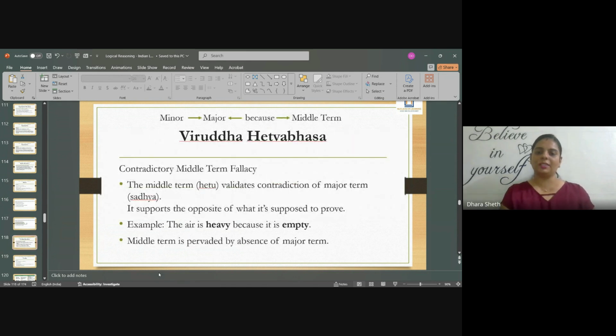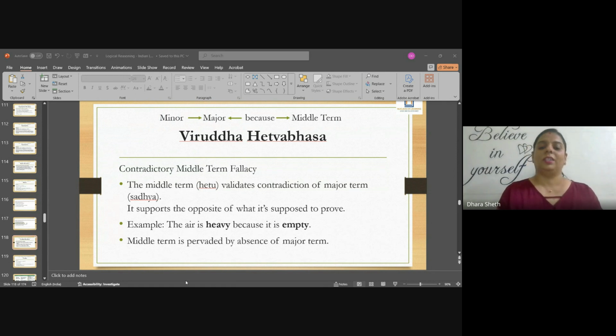Last, fifth, Hetvabhasa, Viruddha Hetvabhasa. Now here, there is contradiction of hetu and sadhya. The reason given is actually proving the opposite. If I say that fire is cold because it has substance, it is not proving that fire is cold, it proves fire is hot. The reason is proving the opposite of what it is supposed to prove. If I say smartphone is good for health because it causes problems to your eyes, then causing problems to your eyes is actually proving that it is bad instead of good.